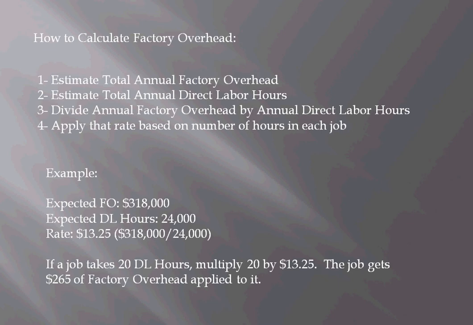As I said, in our example, we applied the $150 just as a number. If that job actually took 20 hours, and these were our expected costs, the $265 is what would have been applied. Now keep in mind this is an estimate. You're estimating factory overhead and direct labor hours for an entire year. So, like I said, take some time. Make sure you have those numbers as accurate as possible, because it does make a difference when you're talking about using this information to be able to quote jobs, be able to be competitive. You want to be as accurate as possible.